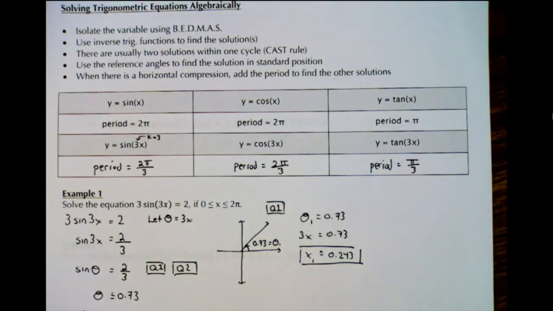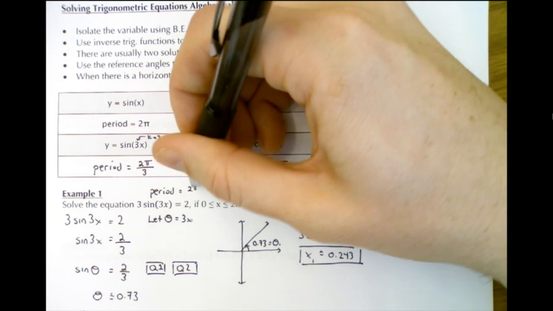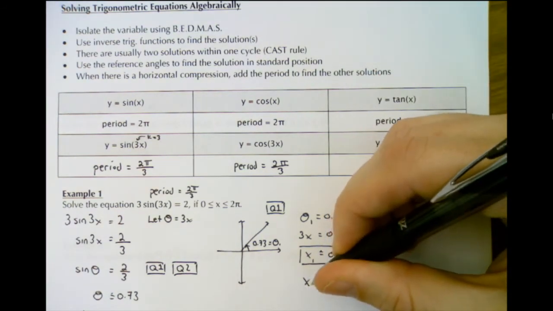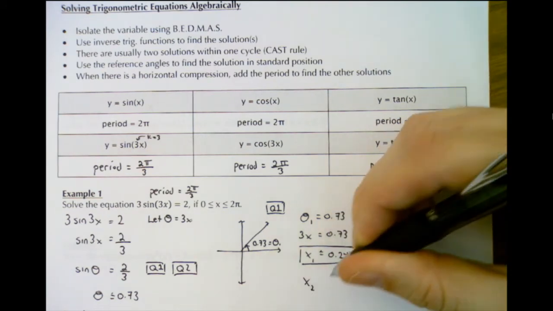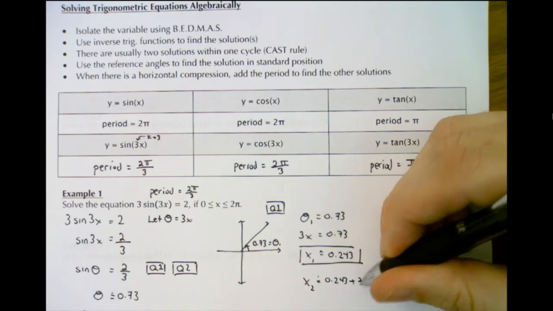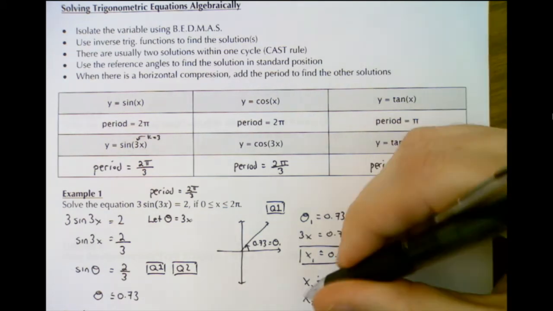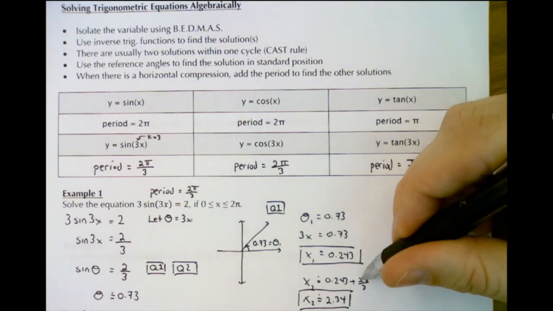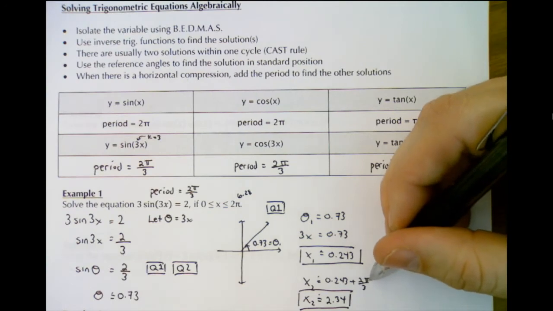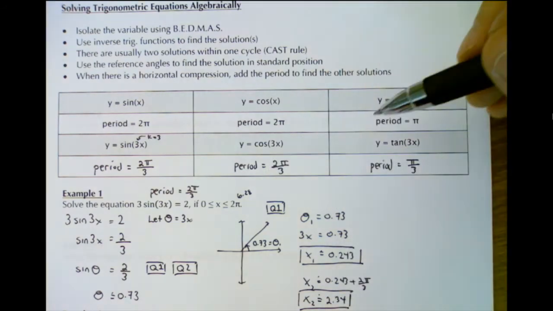Now we had a compression by a factor of 3. So our period is going to be 2 pi over 3. To get your second angle that would end up in quadrant 1, we have to add the period. So x2 would be 0.243 plus 2 pi over 3, which would give us approximately 2.34. Because that 2 pi over 3 would be approximately, well, 2 pi is 6.28 divided by 3, so that's just under 2.1. So if we add another 2.1 to this, we're still going to be under 6.28, so that means we're actually going to have a third answer here.